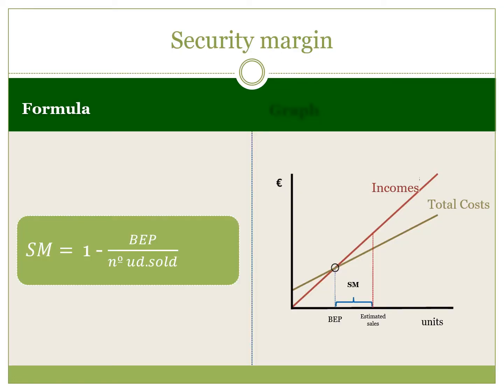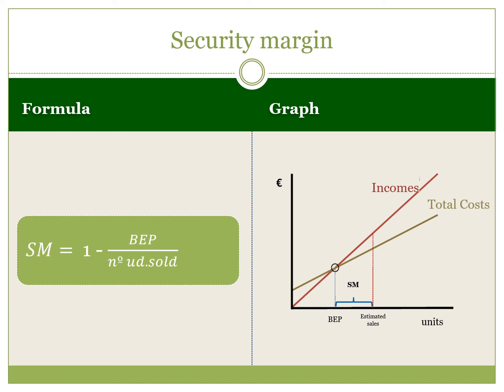So it's time to see how we can calculate this security margin. The formula is super easy: security margin equals 1 minus the break-even point divided by the number of units sold. Remember, number of units sold, because we want to know how much we can reduce sales without losing money. How will we draw this, or how can we see this in a graph?